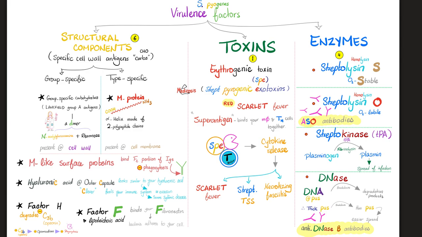Strep pyogenes also possesses enzymes such as streptolysin S and streptolysin O, clinically relevant. Also, we have streptokinase, the famous TPA, clinically relevant, and DNase with your anti-DNase antibody, clinically relevant.